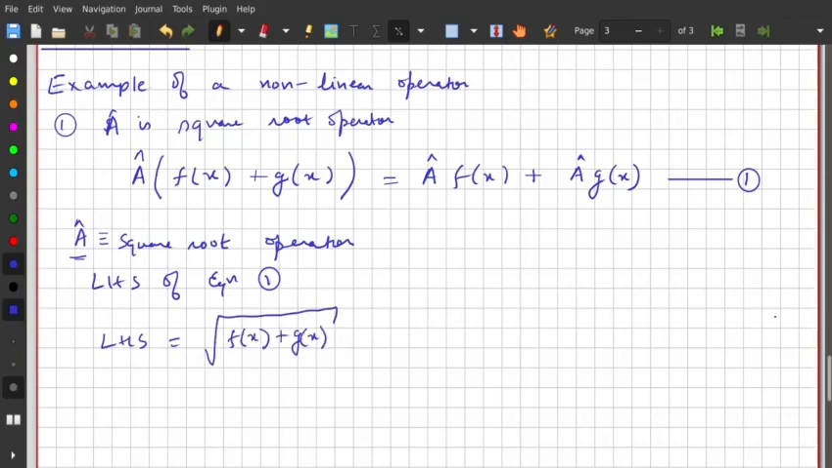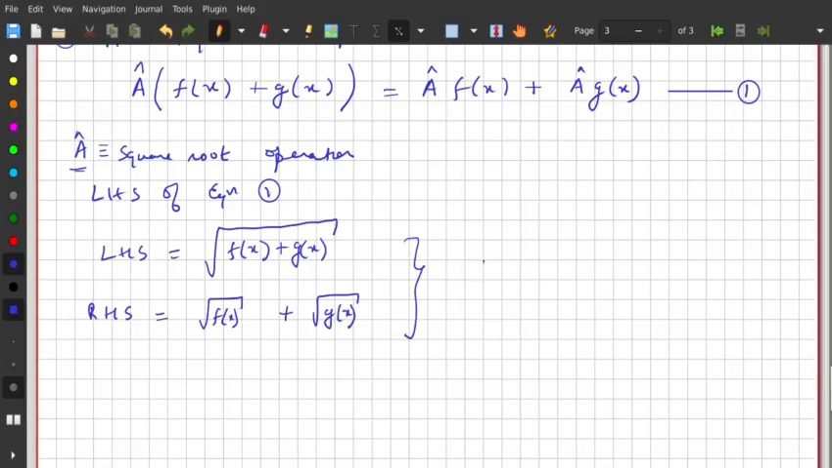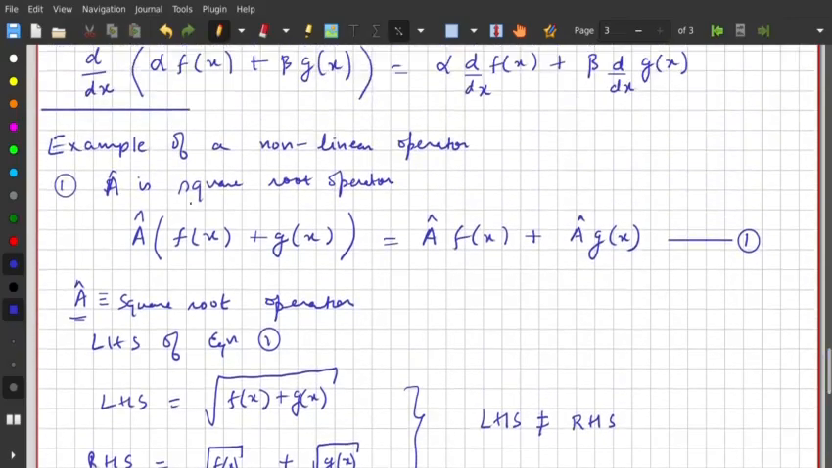Okay, and you see what is the right hand side? The right hand side is the square root of f of x, okay, plus the square root of g of x. And now you can readily see that for any generic functions, LHS is not equal to RHS, and hence the definition of linearity is not being satisfied. Okay, so that's a very important idea. So square root is a kind of operator which is a nonlinear operator, as you can see here.